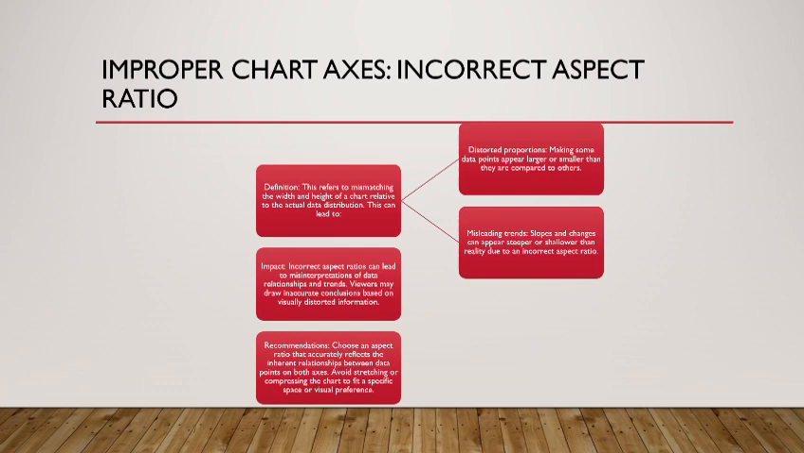Impact: incorrect aspect ratios can lead to misinterpretations of data relationships and trends. Viewers may draw inaccurate conclusions based on visually distorted information. Recommendations: choose an aspect ratio that accurately reflects the inherent relationships between points on both axes. Avoid stretching or compressing the chart to fit a specific space or visual preference.